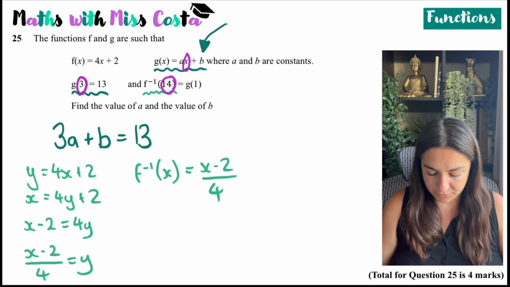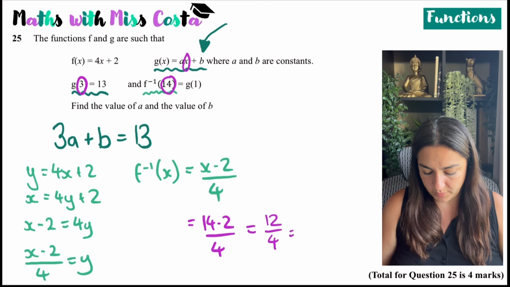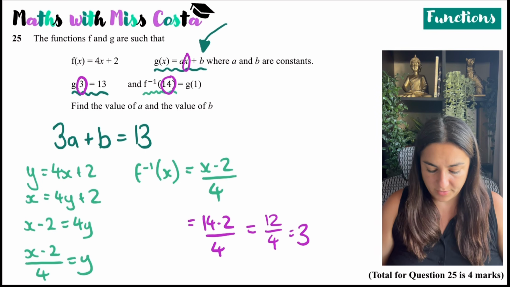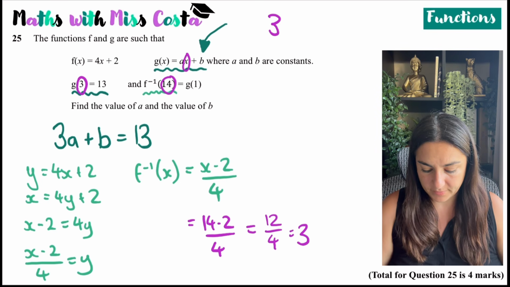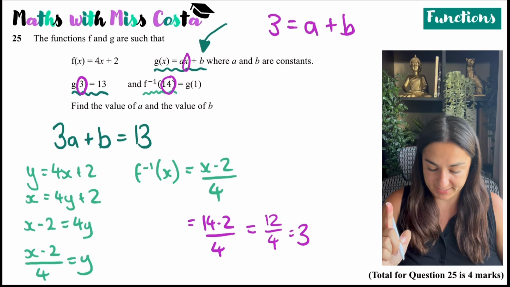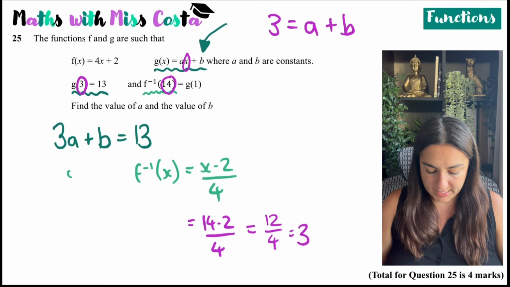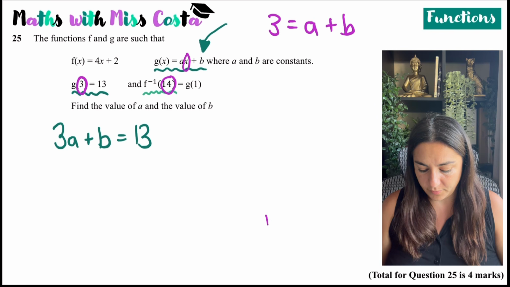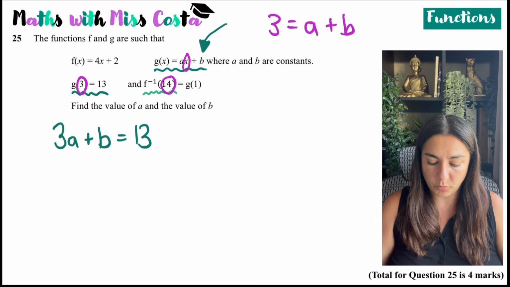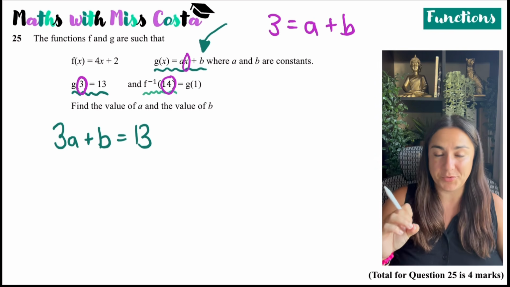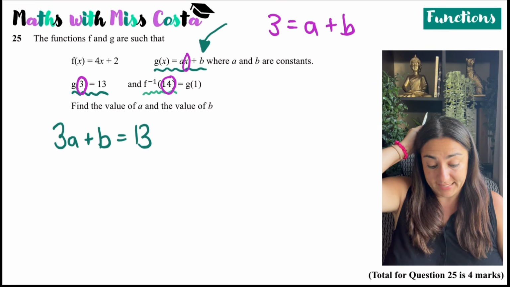So let's substitute 14 into it. So 14 minus 2 over 4 is 12 over 4, which is 3. So I know that 3 is equal to g of 1. So g of 1 would be a plus b, because it's just one lot of x. So the difficulty here is that we're dealing with algebra, and that's going to throw quite a lot of people off. But if you just do what you've been taught with functions, which is to just substitute things in and see where you can go from there.